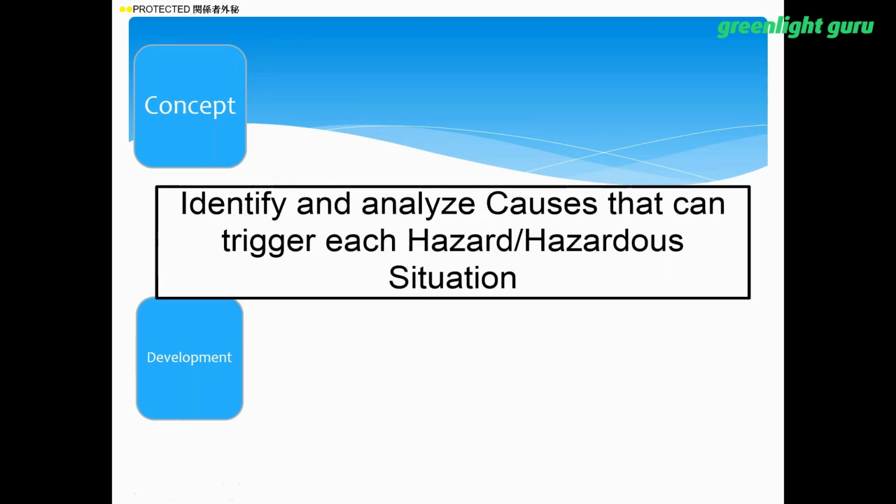From there, identify and analyze each of the causes that can trigger each of those hazardous situations. There are many items that you can use to do that: 5 Whys, 8 Ds, Kepner-Tregoe analysis, different types of analyses that you can use to try to identify what those root causes are, and what I can do to either eliminate them through design or other methodologies. We'll talk about the other methodologies later, but it is always advisable to see if you can remove that root cause as opposed to having to deal with it later in the use of the design.